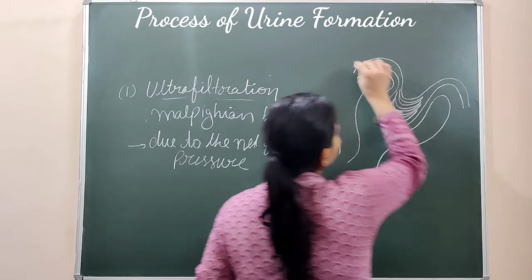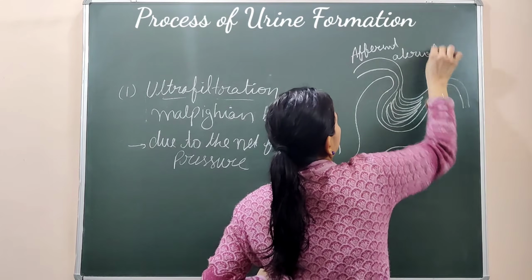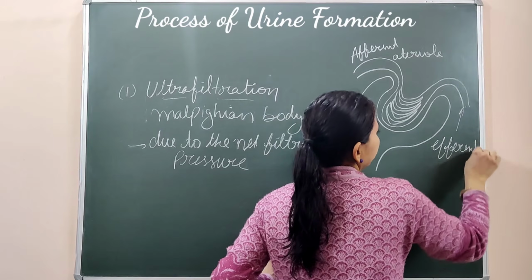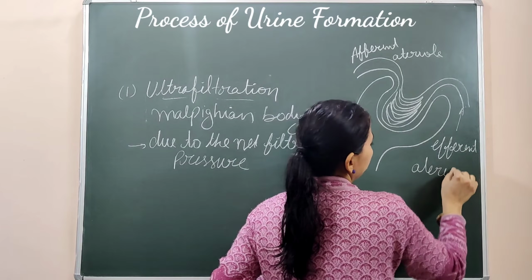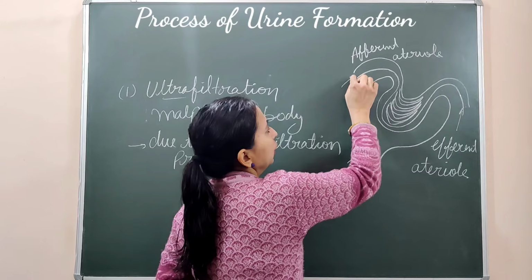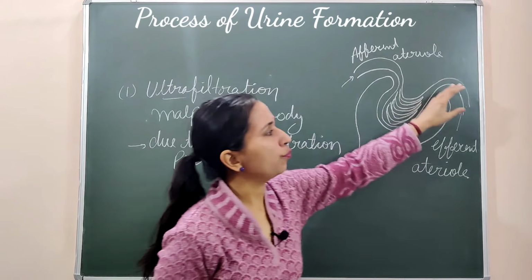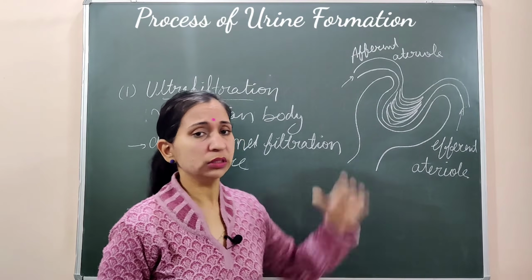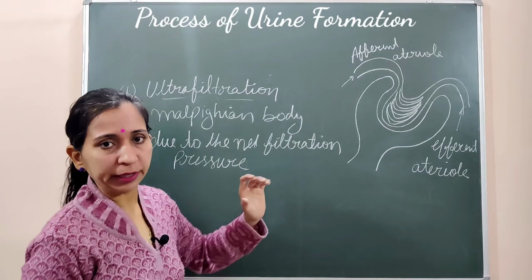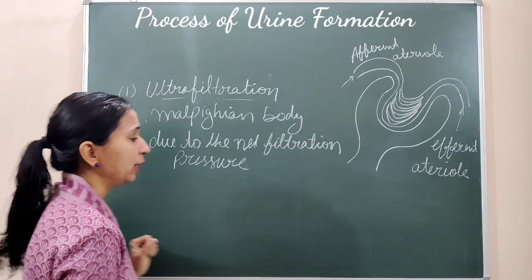Now let's label this: this is our afferent arteriole which is carrying the blood, and this one is our efferent arteriole which is leaving out. We already discussed the complete structure of Bowman's capsule and nephrons in our previous video. The afferent arteriole has a wider area as compared to the efferent arteriole, and this is responsible for creating pressure on the blood here. This pressure, created due to the difference in size of the afferent and efferent arteriole, is known as hydrostatic pressure.